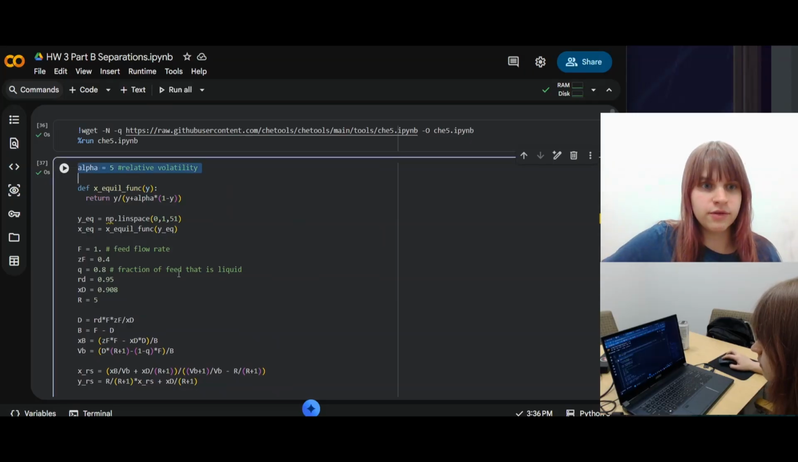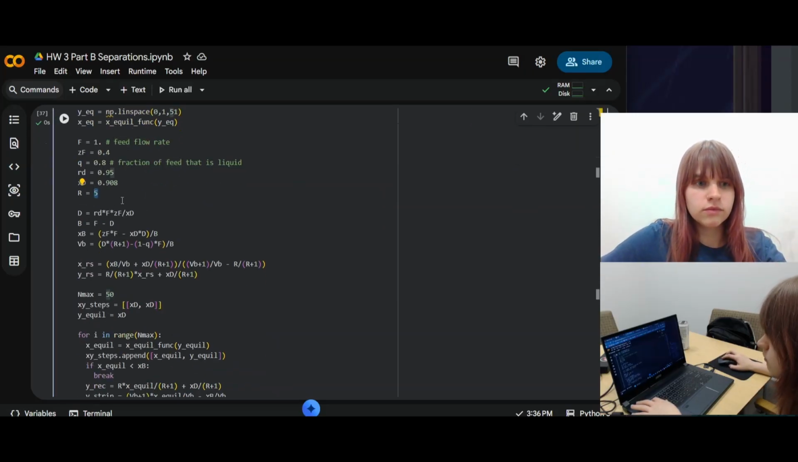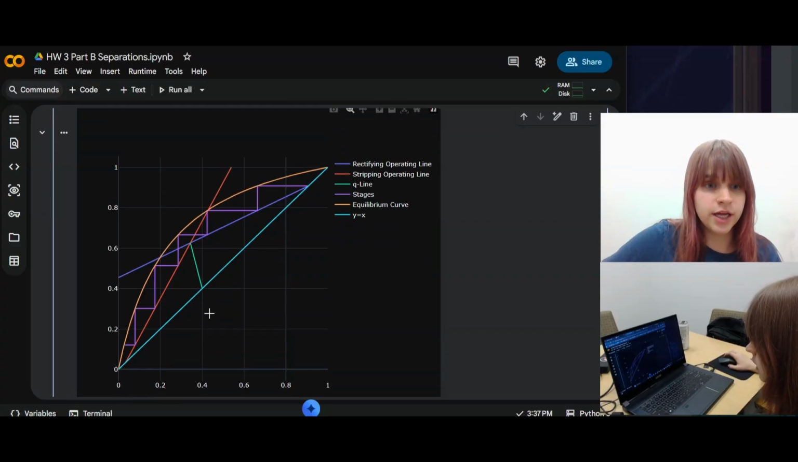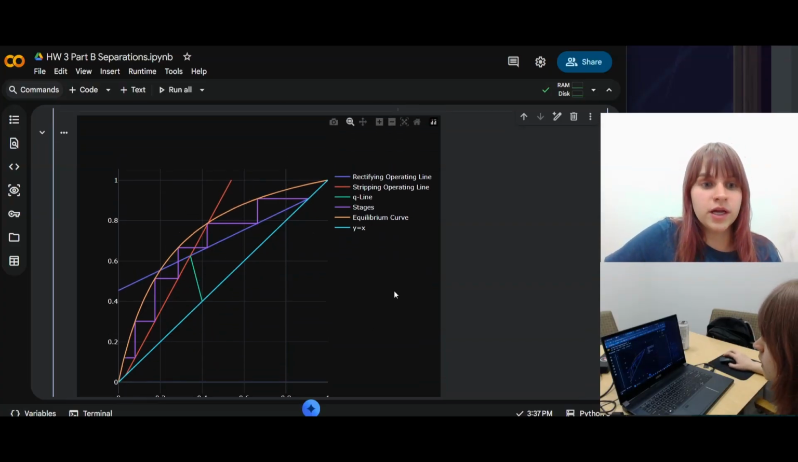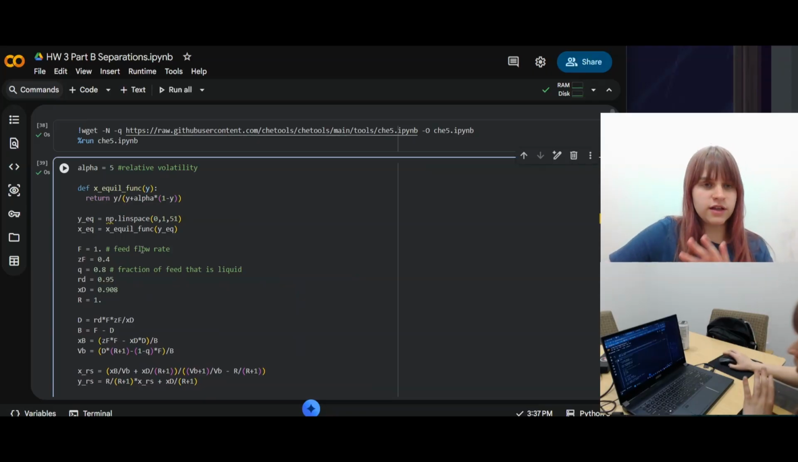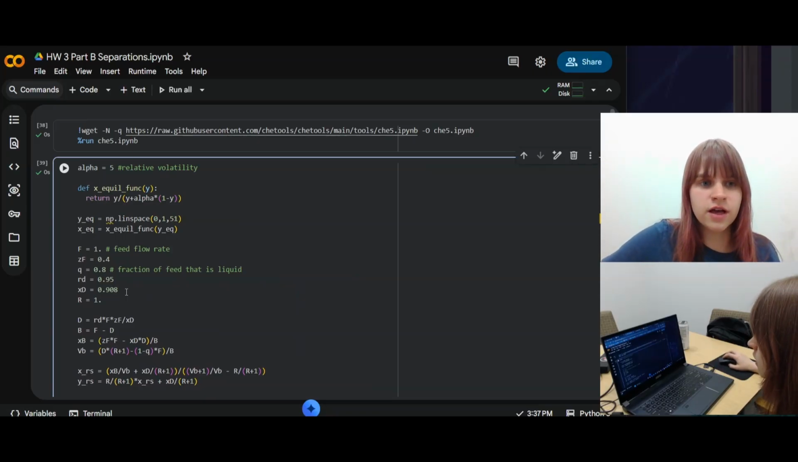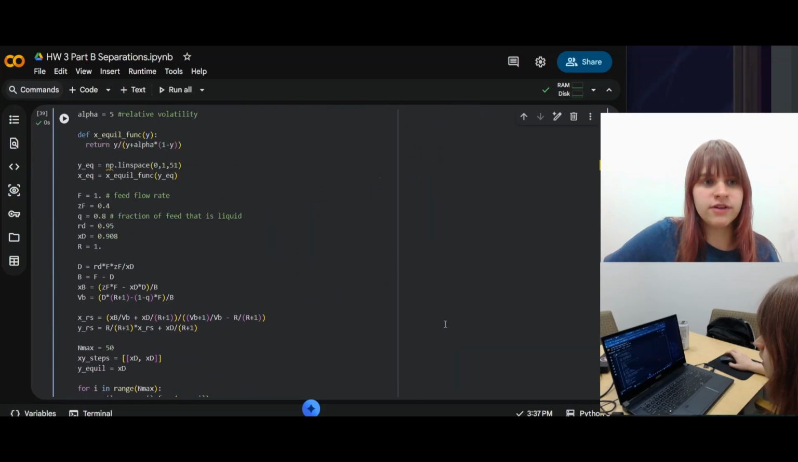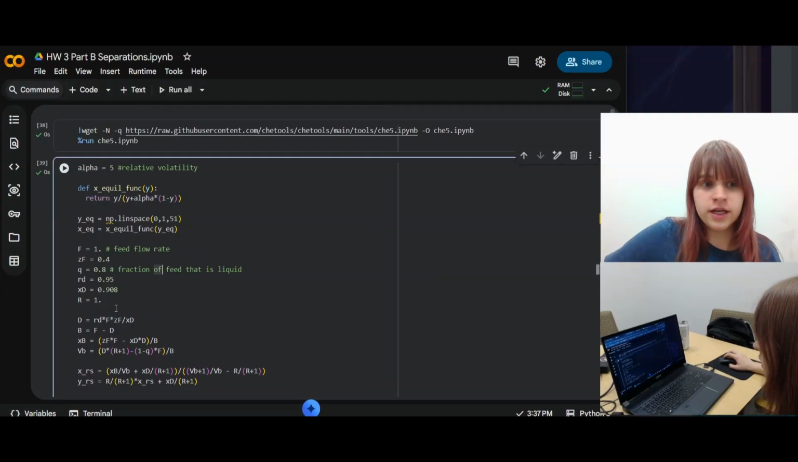So with that higher relative volatility, I might be able to have a reflux ratio of 1, and it might not break it. So as you can see, depending on obviously a lot of other factors, but if you're just looking at the relative volatility and the reflux ratio, if you have a higher relative volatility, you can have a lower reflux ratio. So I think that 2 would be pretty good.